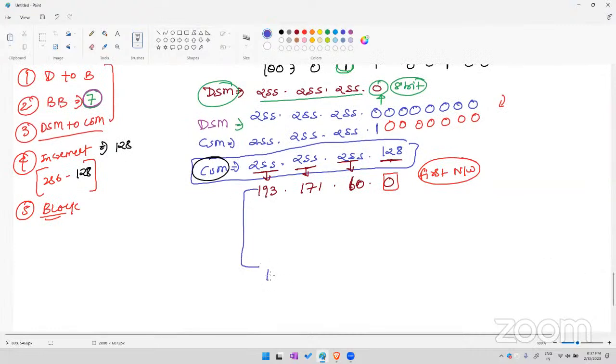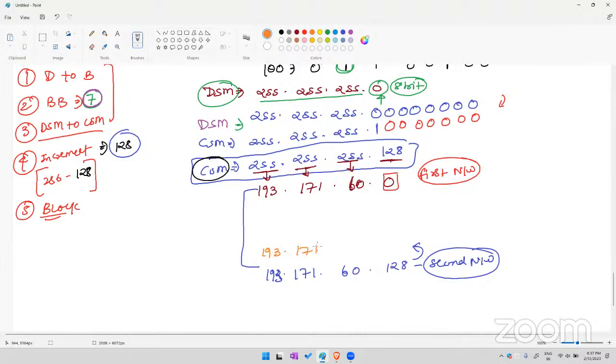So already write down this address: 193.171.16. Increment is how many? 128. So this one is my second network. But do we require the second network? No. Before the second network, which one is my broadcast? We always get broadcast first. 193.171.16.127 is broadcast. Okay. A valid IP starts from 193.171.16.1 until 126. So this one is my valid IP.